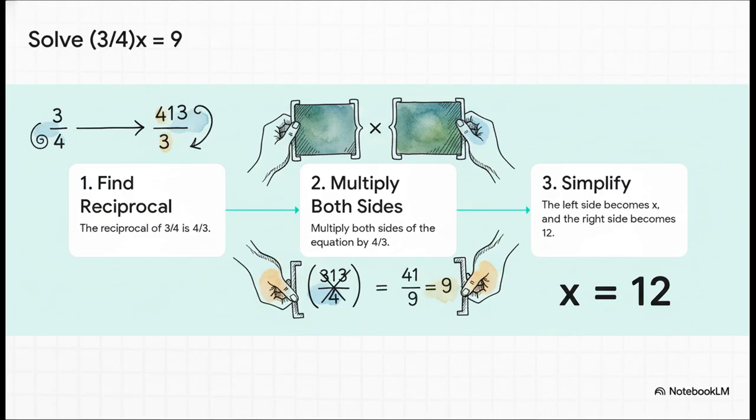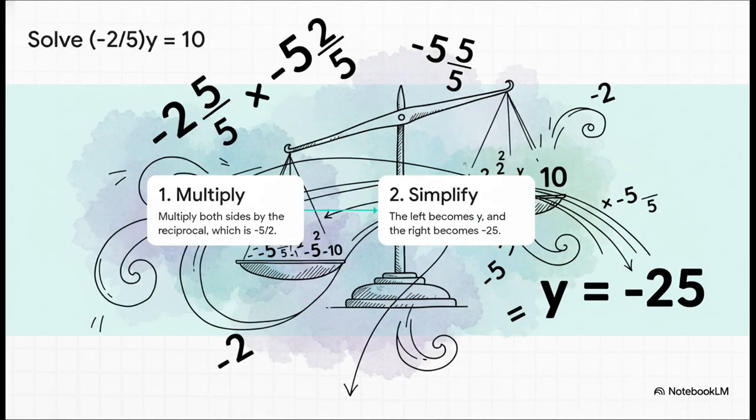See? Clean and simple. Let's level up. What if we throw in a negative sign? -2/5 y equals 10. No big deal, we just stick to the rules. So, the reciprocal of -2/5 is -5/2. Remember, the sign stays the same. We multiply both sides by that. The left side becomes just y, and the right side becomes 10 times -5/2, which simplifies to -25. The process works exactly the same.